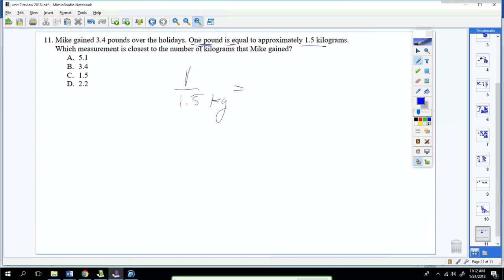Well, he gained 3.4 pounds. So 3.4 goes on top and X goes on the bottom. So the reason why 3.4 goes on top is because those are both pounds. So now you're just going to cross multiply. So you're going to do 3.4 times 1.5, and you'll get 5.1. And then 1 times X is just X. So he gained 5.1 kilograms over the holidays.